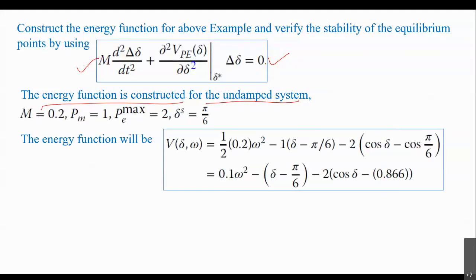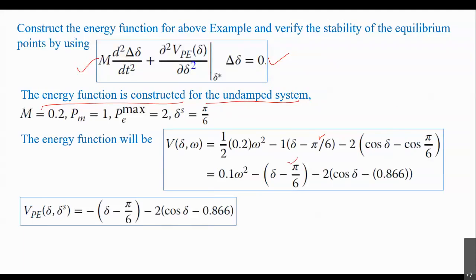Just by substituting delta S equal to pi by 6, you will get the energy function here. So now we know the energy function, and we'll find the potential energy function. The potential energy function is nothing but this one. This is your potential energy function, which is repeated here.